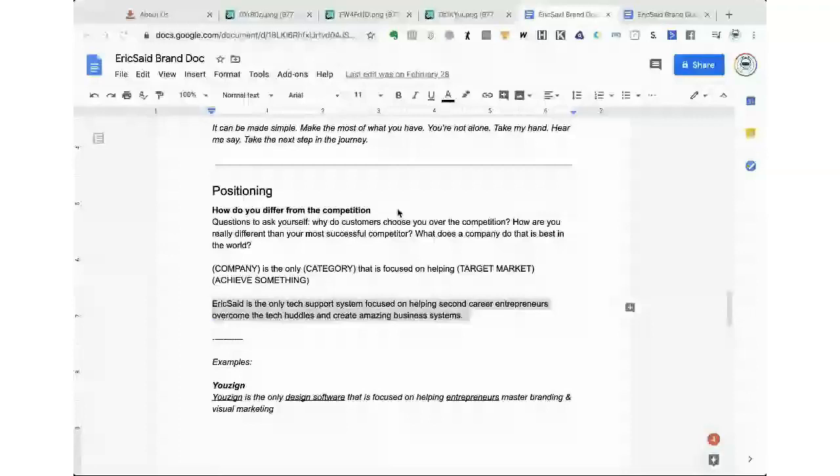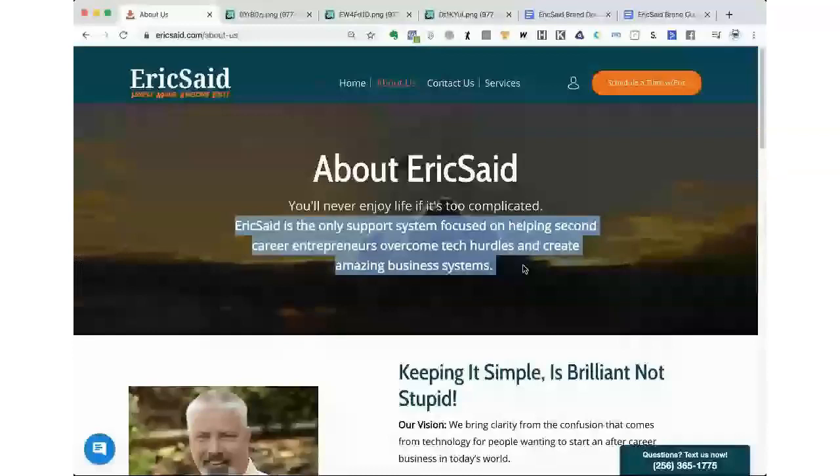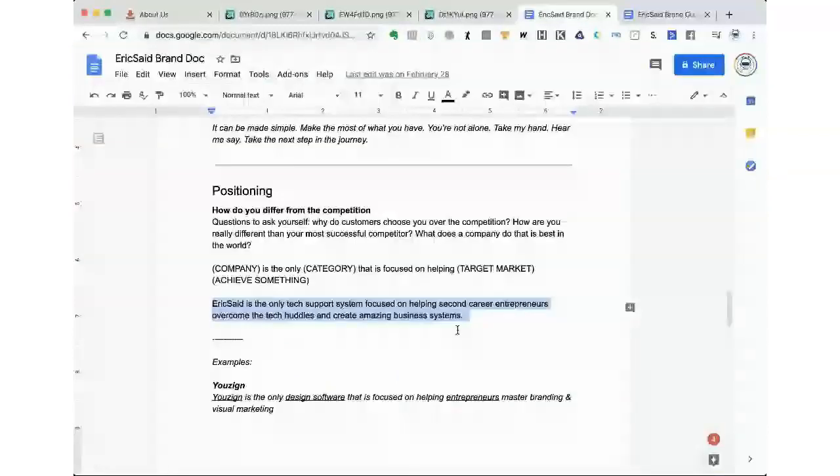What would you want to have at the beginning of an About Us page? Would you want to have that positioning statement at the beginning of your About Us page? Do you see why that becomes important? And this is where we're going to use it. We're going to use it on the About Us page. So the first thing that you see is this statement right here, which is taken from my brand doc right here, right?